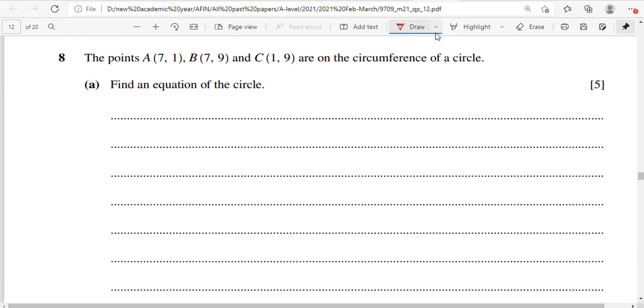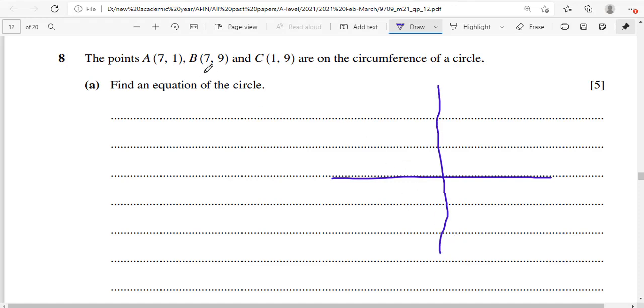Question 8. The points A, B, C are on the circumference of a circle. Find the equation of the circle. So let's illustrate what we have. A rough sketch will help a lot.